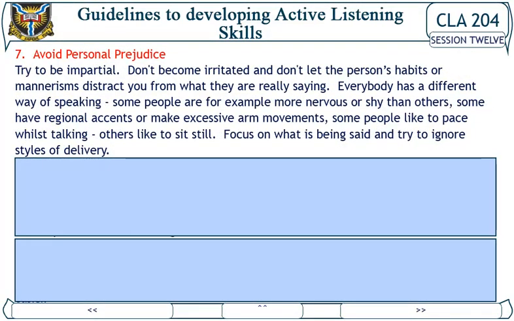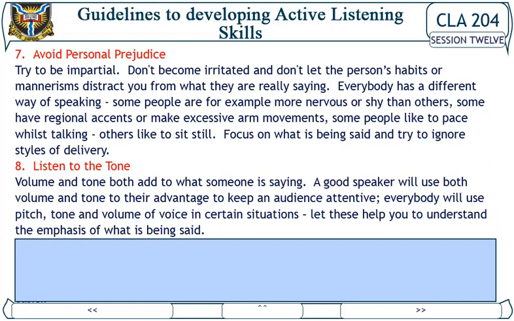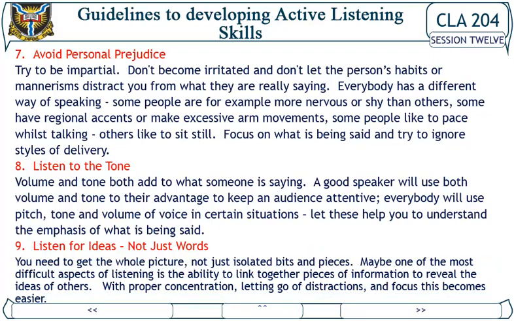7. Avoid personal prejudice. Try to be impartial. Don't become irritated and don't let the person's habits or mannerisms distract you from what they are really saying. Everybody has a different way of speaking. Some people are, for example, more nervous and shy than others. Some have regional accents or make excessive arm movements. Some people like to pace while talking. Others like to sit still. Focus on what is being said and try to ignore styles of delivery.